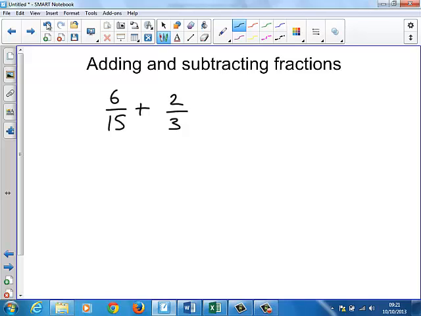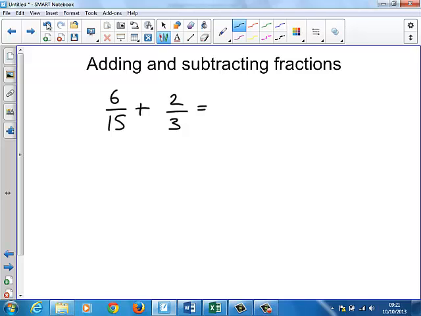That's the number on the bottom of the fraction. So we can see here it isn't. We've got 15 as the denominator of this fraction and 3 as the denominator of this fraction. So the first thing we need to do is to rewrite both of those fractions with the same denominator. So we're looking for an equivalent fraction that will give both of those the same denominator.